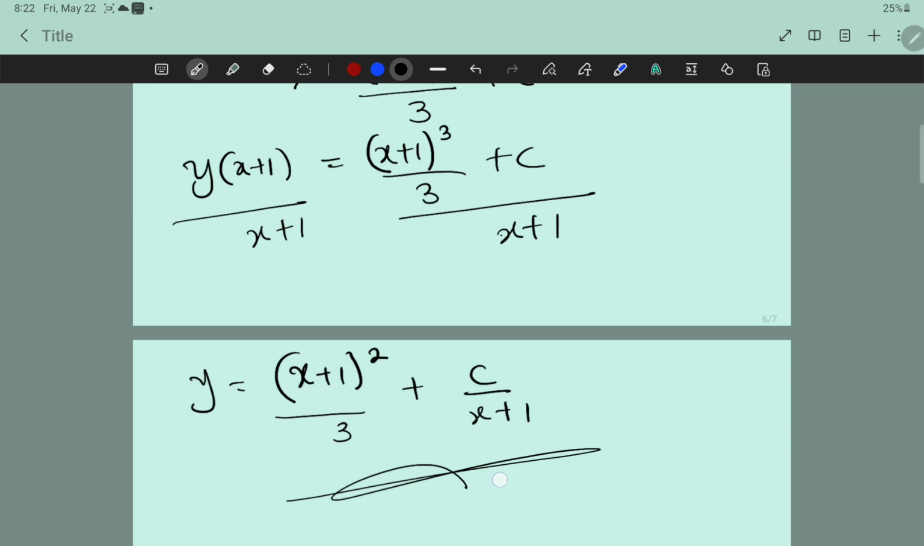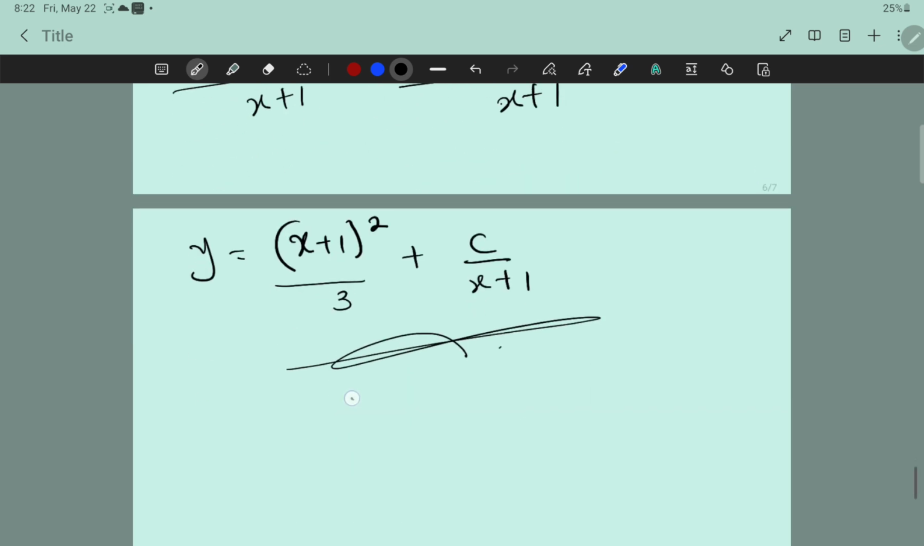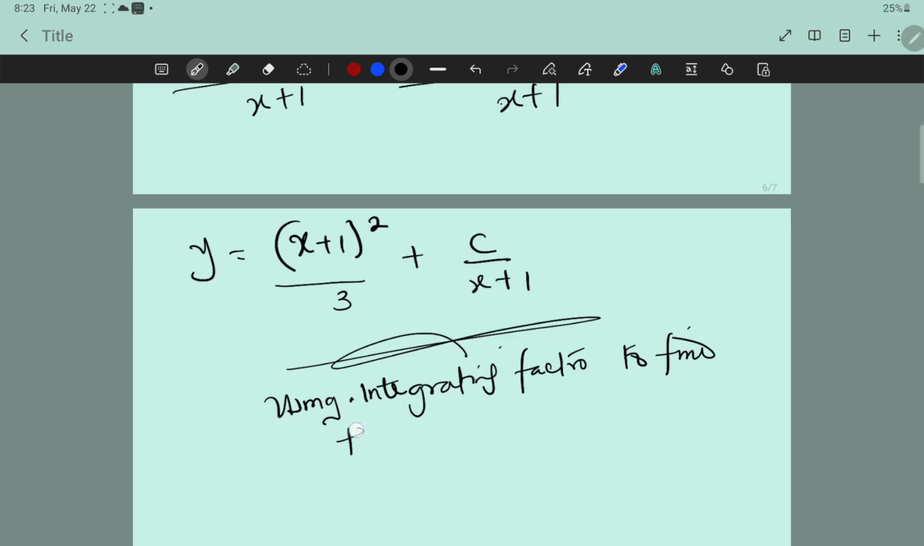All right, so that will be all for using integrating factor to find the solution to a differential equation.